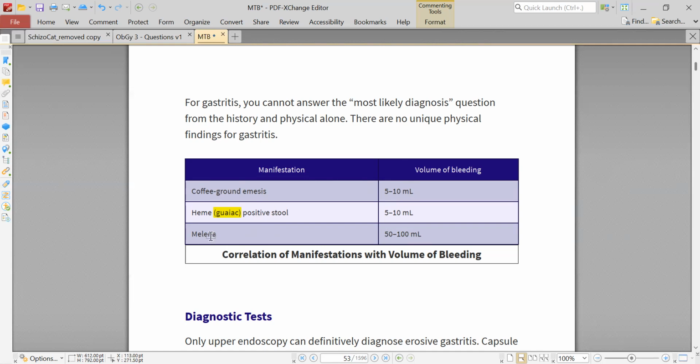Melena is a black colored stool. If there's a black colored stool, that means that the patient has had at least 100 ml of bleed.